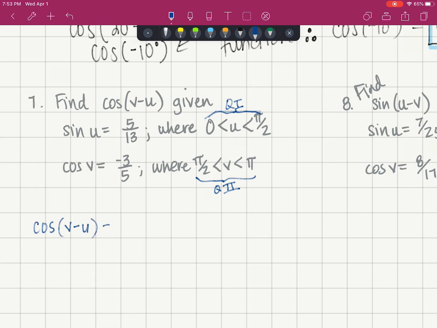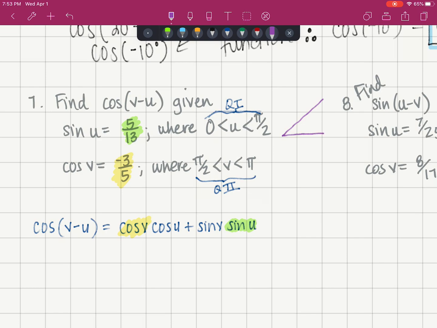So we'll start by writing the formula, the cosine of v minus u. This time they're doing v first. So that's going to be the cosine of v times the cosine of u plus the sine of v times the sine of u. Well, the cosine of v, that's a piece of cake. The cosine of v is given to us. It's negative 3/5. The cosine of u, that's not given to us. The sine of v, that's not given to us. But the sine of u is. The sine of u is 5 over 13. So I know 2 out of the 4 values that I need.